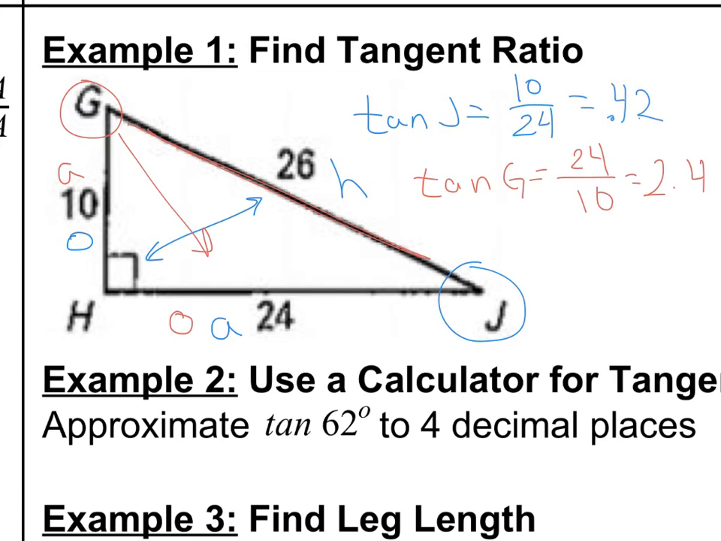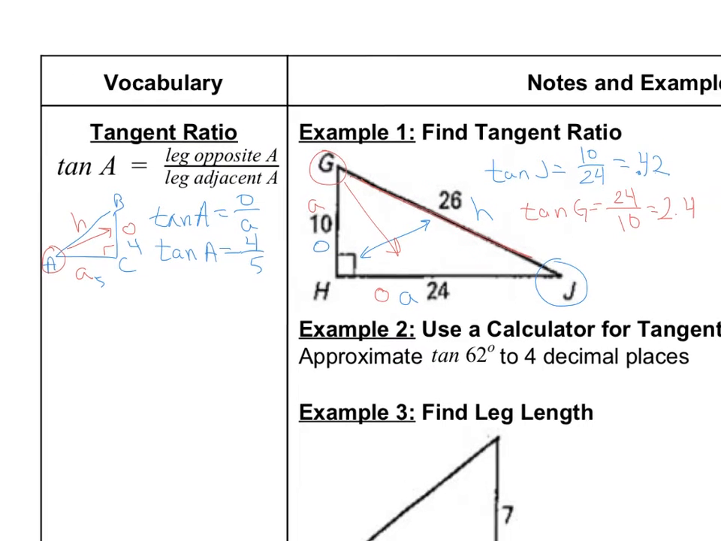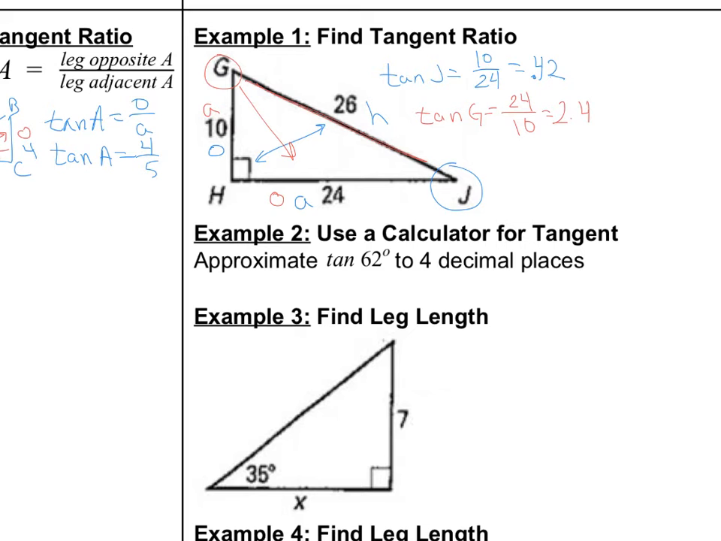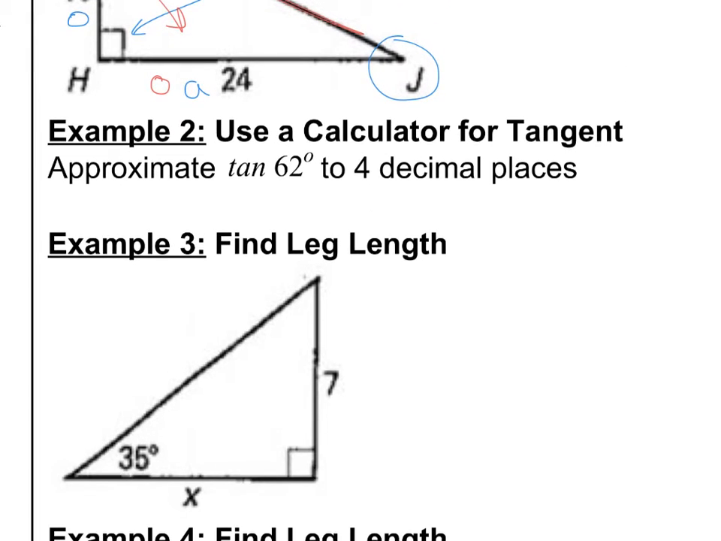Just finding the tangent ratio in that first one. But the biggest thing to remember so far is just that tangent is opposite over adjacent. Really, we're not going to use the hypotenuse at all in this whole section. Now the next one, example 2, it's simple calculator work. It wants to know what's the approximate tangent of 62 degrees, meaning if one of your angles is 62 degrees, what does that work out to as far as the tangent ratio?